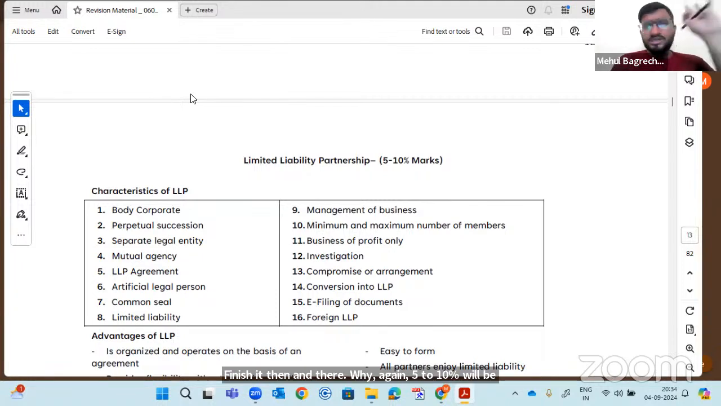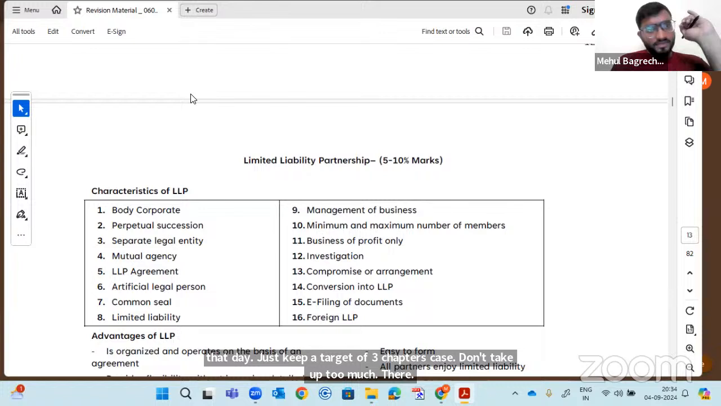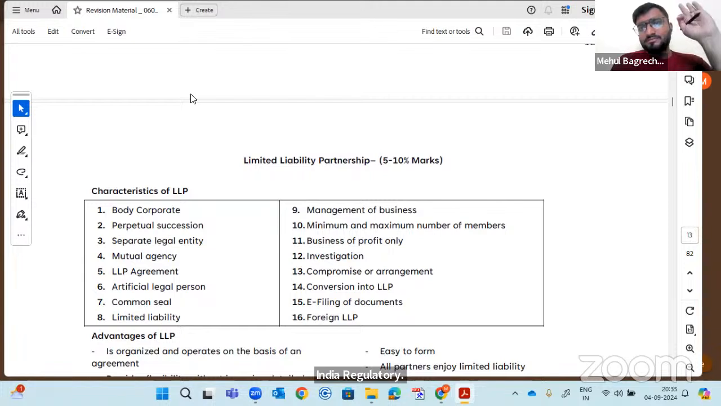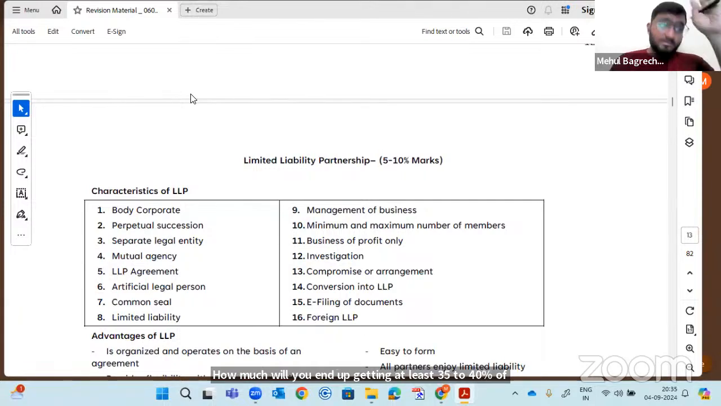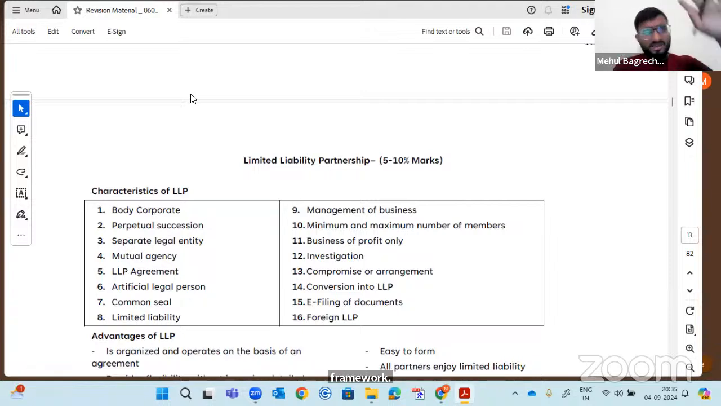On that day, just keep a target of 3 chapters, guys. Don't take up too much there. Just 3 chapters. What are those 3 chapters? Indian Regulatory Framework, Partnership Act, and LLP. How much will you end up getting? At least 35 to 40% of the syllabus done. All right, how 35? 20 marks, 15 marks at least in partnership, 5 marks at least in your first chapter, Indian Regulatory Framework. If you're lucky, you could end up getting 10 marks from this chapter. Chalo, let's be a little more practical. Let's assume 5 marks from here. You can easily get 25 marks sorted. Day 1 after the examination itself, 25 marks in your hand.